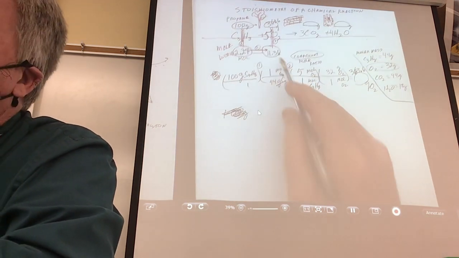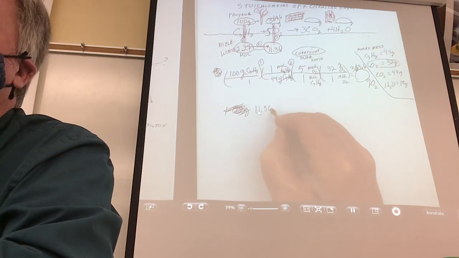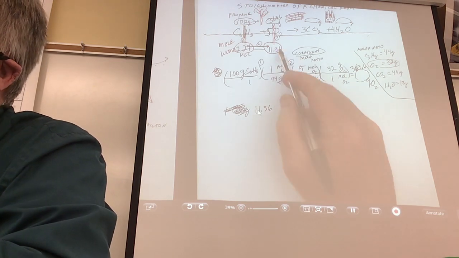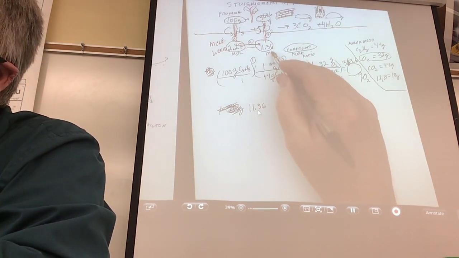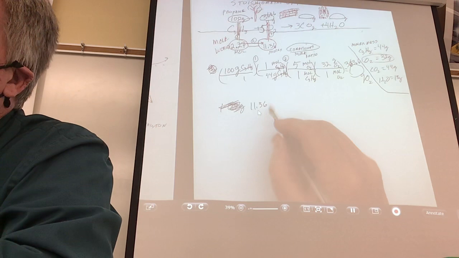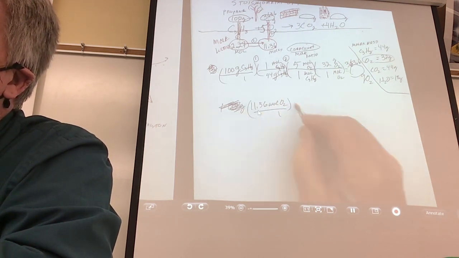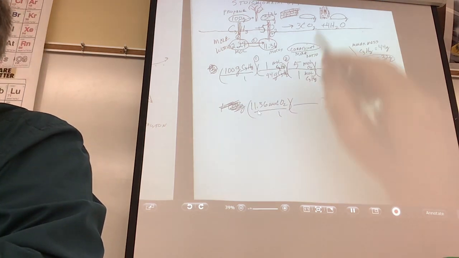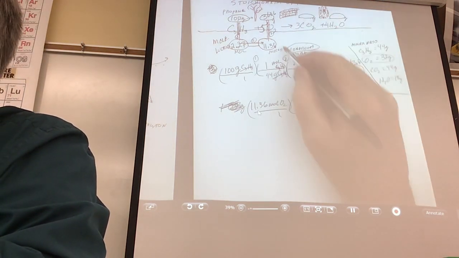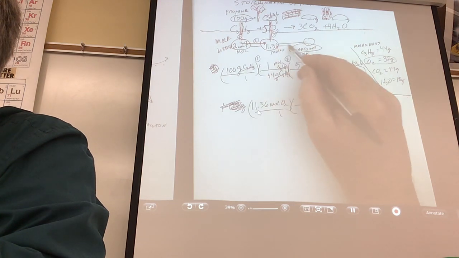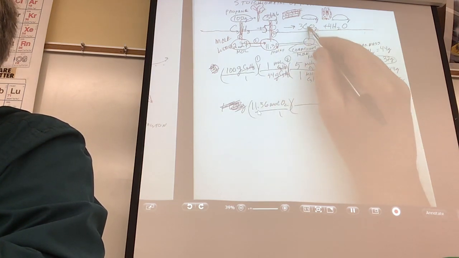Let's start with this one given. 11.36 what? What label is this? Come on, that's where moles live, right? All right, so moles of O2, that's my given. And what do you want to do? I want to find this. Well, what do you have to do? You gotta go here, dig a tunnel, dig, dig, dig.